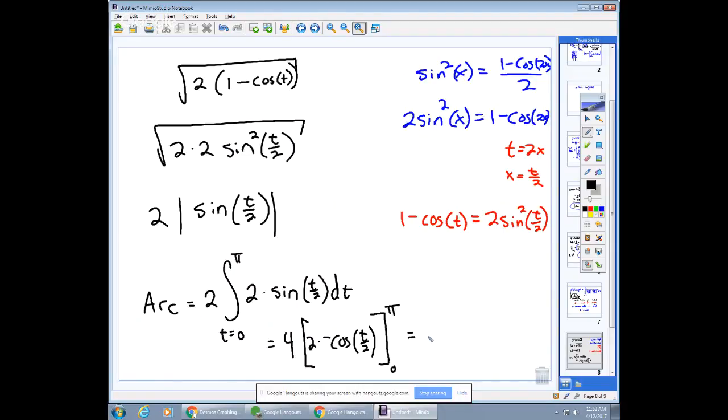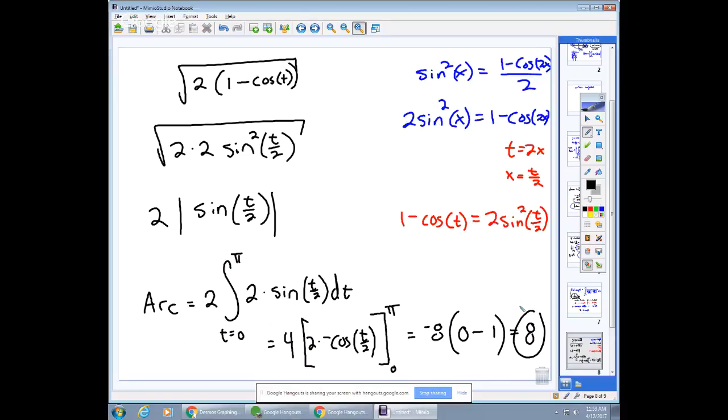I've seen some variations. Okay, so we have -8 times cosine of pi over 2, which is 0, minus the cosine of 0, which is 1. -1 times -8 is 8. So I get an 8 there.